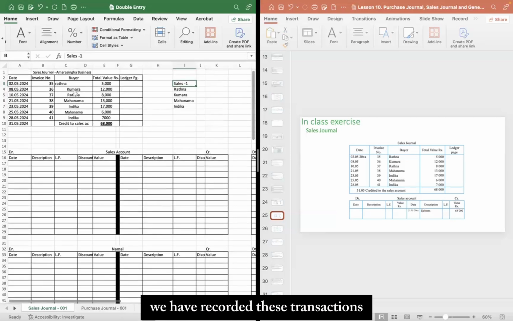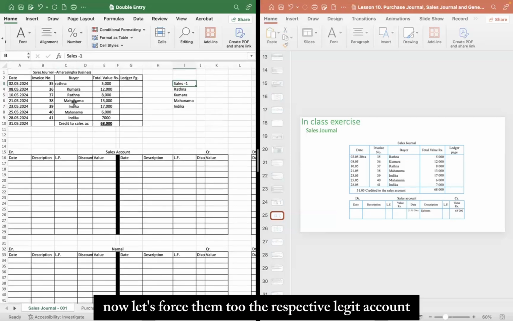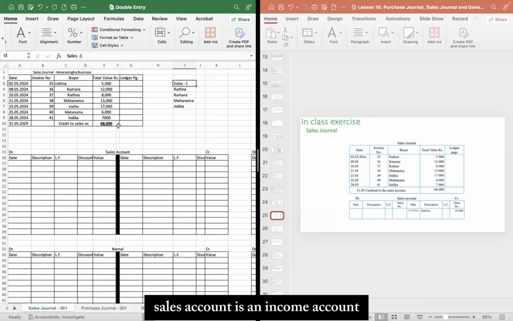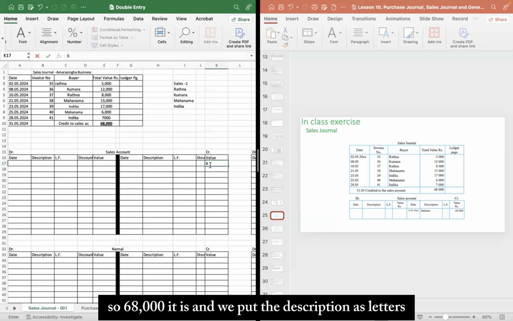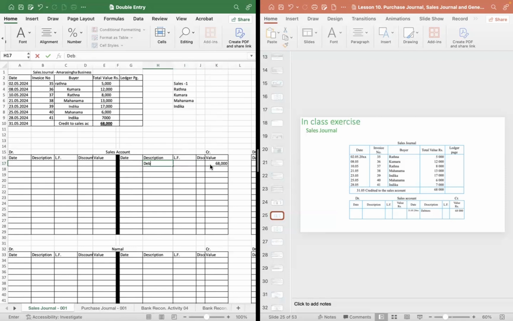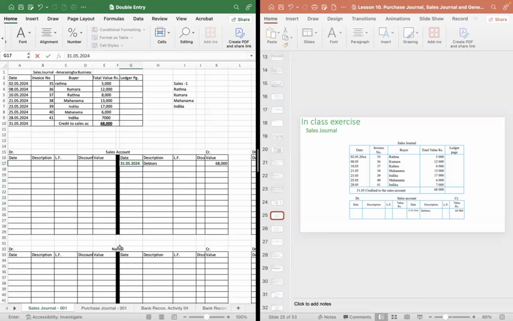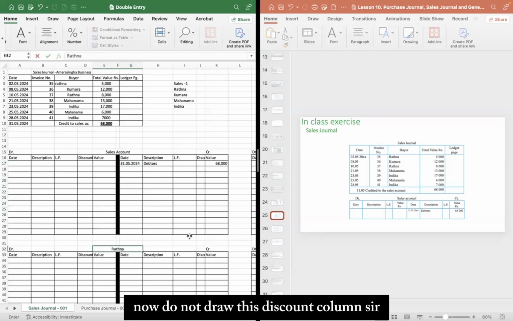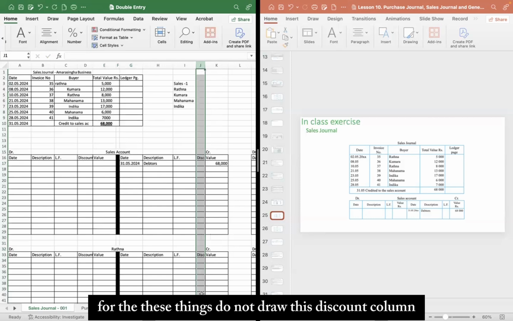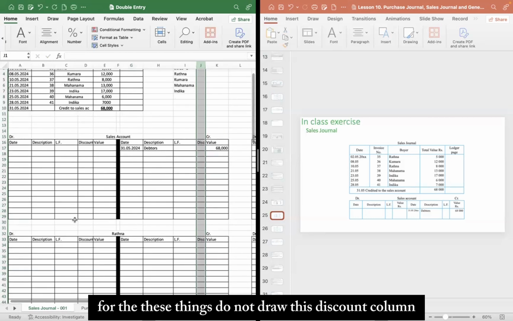Now we have recorded these transactions in the sales journal. Okay. Now let's post them to the respective ledger accounts. Now this is a sales account. Sales account is an income account. So we have to credit it. Okay. So 68,000 it is. And we put the description as debtors. Date is 31st May 2024. Okay. Then we have Ratna. Now do not draw this discount columns. For these things, do not draw this discounts column.